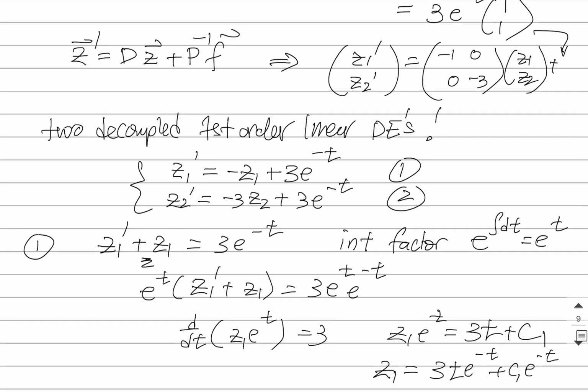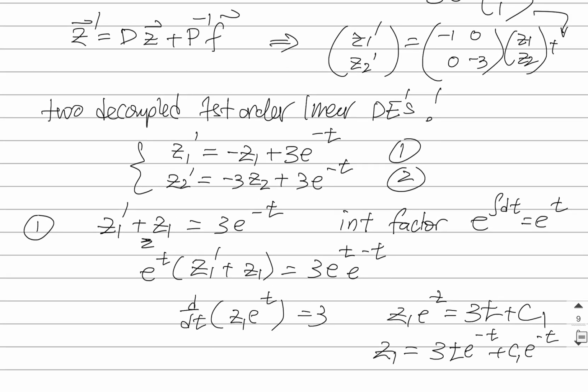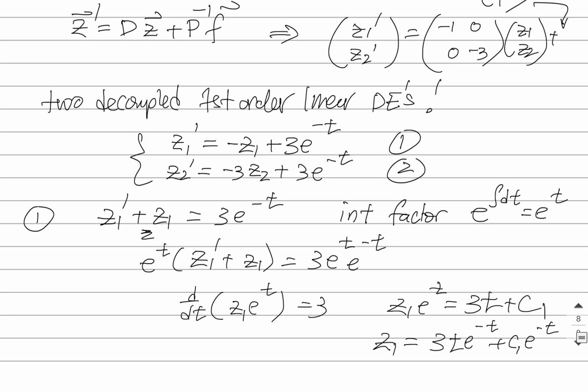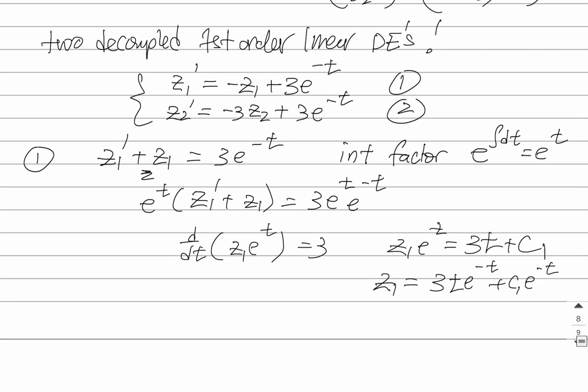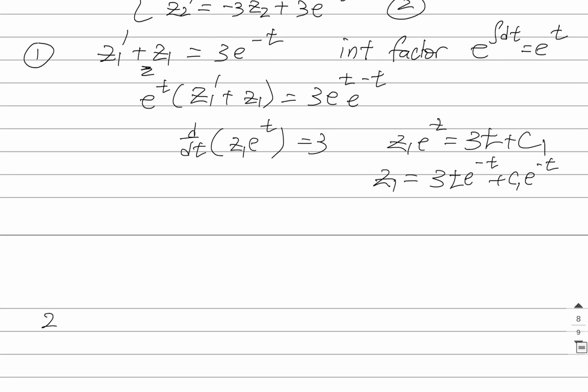That's the advantage of diagonalization. We've turned our system from a coupled system to a decoupled system. We have diagonalized it. We've turned our head just the right way so that the two equations are solvable by standard methods. The second equation we want to solve, z2 prime plus 3z2 is 3e to the minus t again, just from above there.